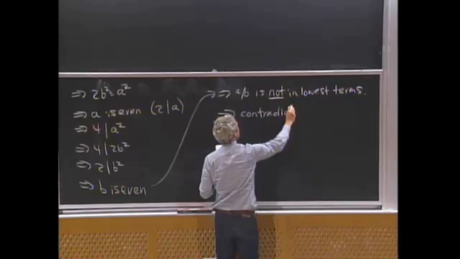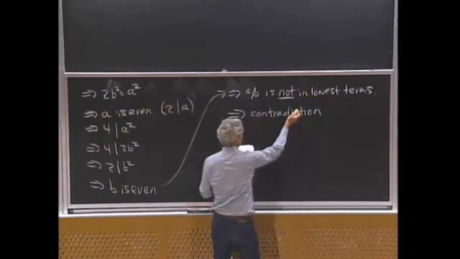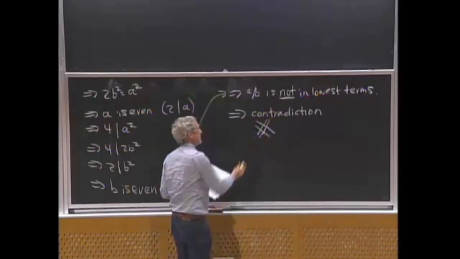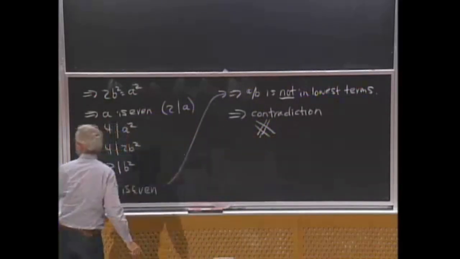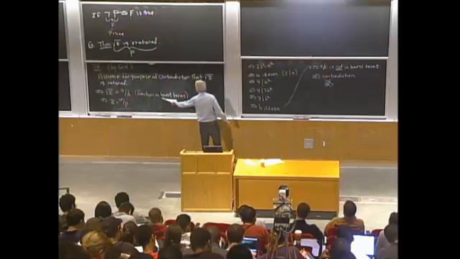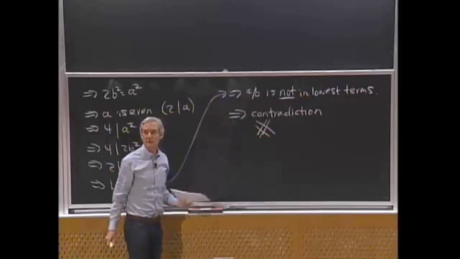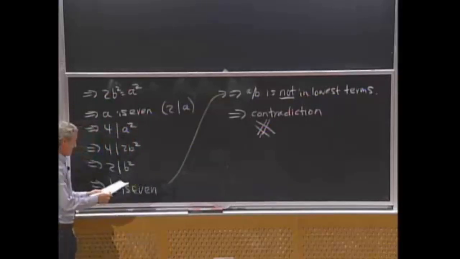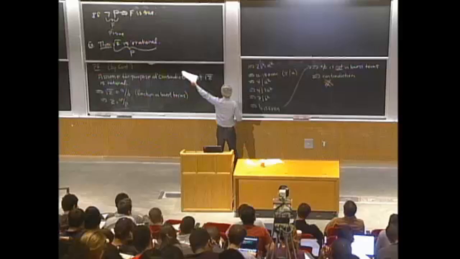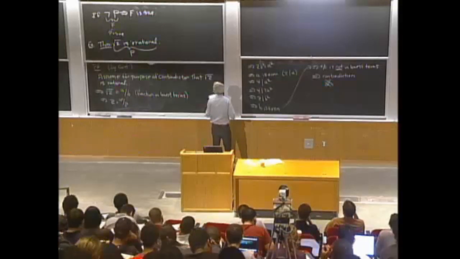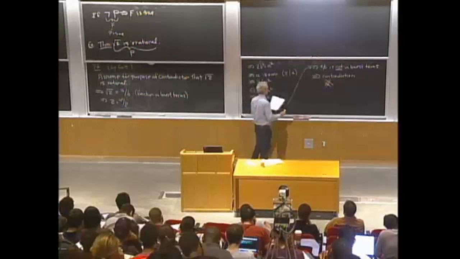Now, you'll see that written lots of ways. One is you can say a contradiction. Sometimes you'll see just this sharp symbol written. And that means you got to a contradiction because here we had it being in lowest terms, and here we have it not in lowest terms. You can't have both at the same time. So you got a contradiction. And that means we've now proved that this assumption was wrong. Square root of 2 is not rational, so it must be irrational.